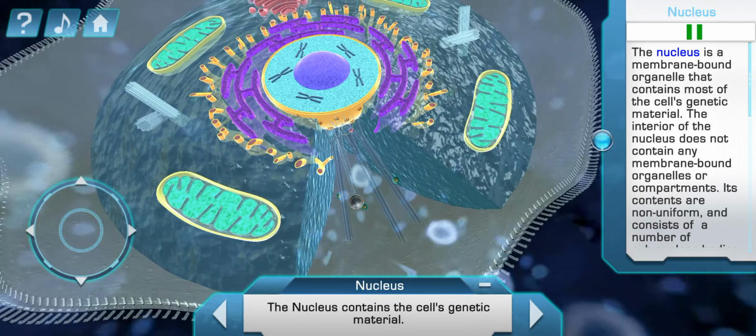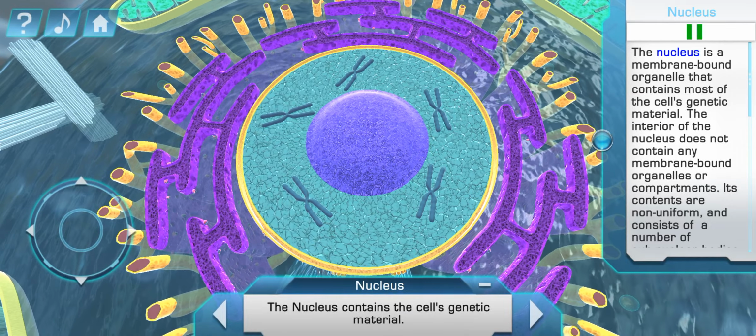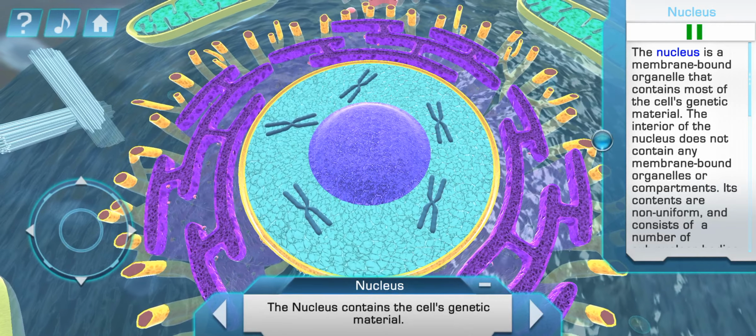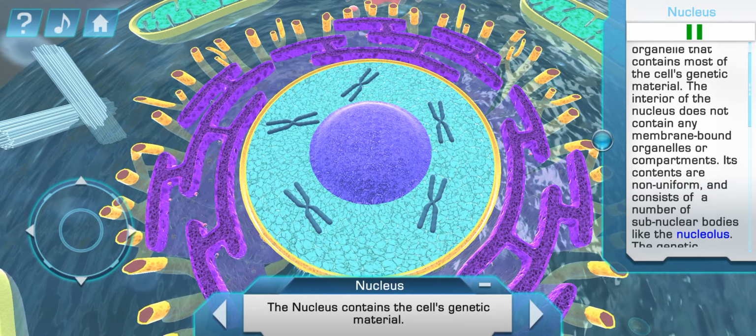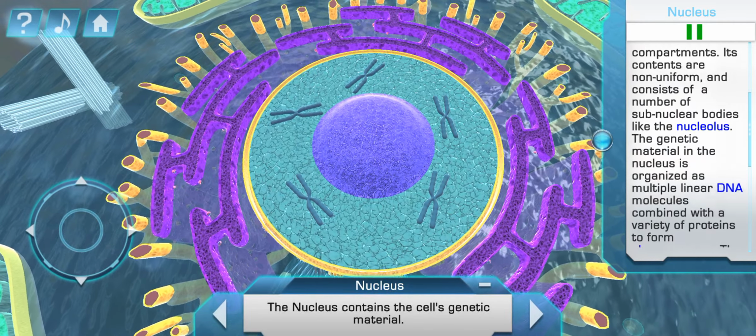The nucleus is a membrane-bound organelle that contains most of the cell's genetic material. The interior of the nucleus does not contain any membrane-bound organelles or compartments. Its contents are non-uniform and consist of a number of subnuclear bodies like the nucleolus.